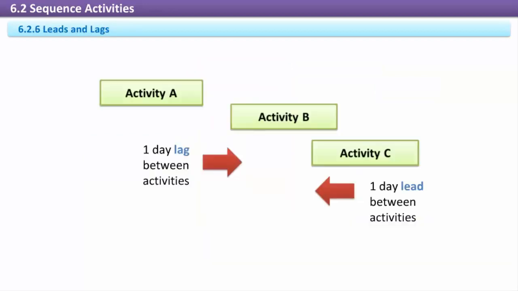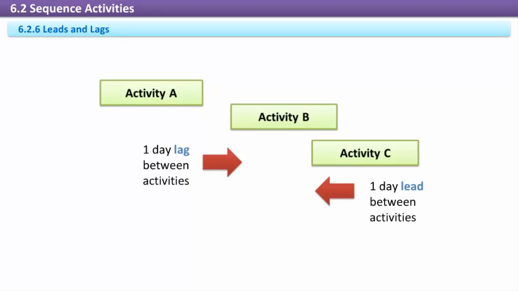Leads and lags. Leads and lags are artificial effects on the timing of activities and are used in conjunction with activity relationships and dependencies. Leads and lags and the reasoning behind their use should be well documented, because it may not be obvious to the casual observer why they were established. Lags are delays or waiting time between activities.